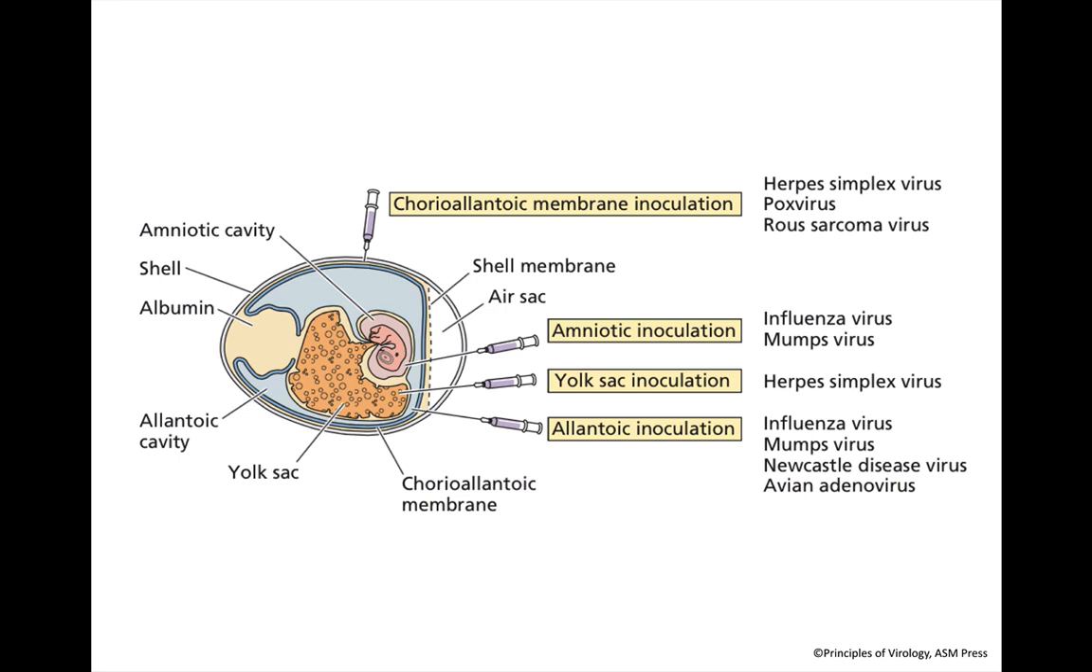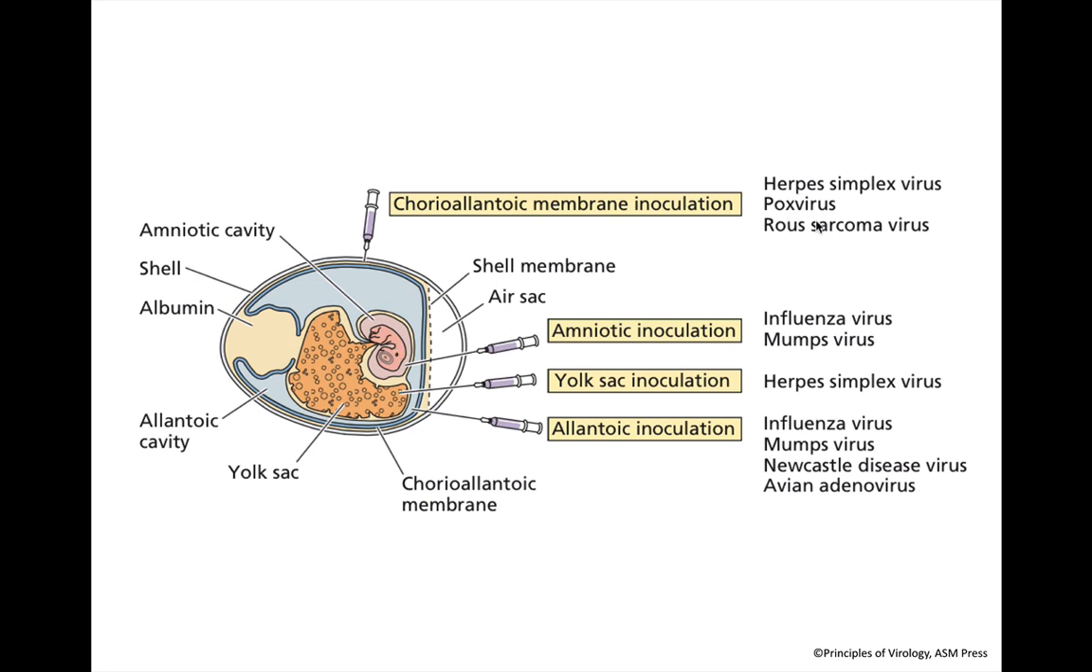One of the more commonly used non-cell culture hosts for a virus is the embryonated chicken egg, which is diagrammed here. So this is the kind of egg that you would have yourself for breakfast, except that it's embryonated. It has a developing embryo in it, as you can see in the center. And for influenza virus, which is one of the viruses that can be propagated in eggs, the eggs are taken at 10 to 11 days post-fertilization.